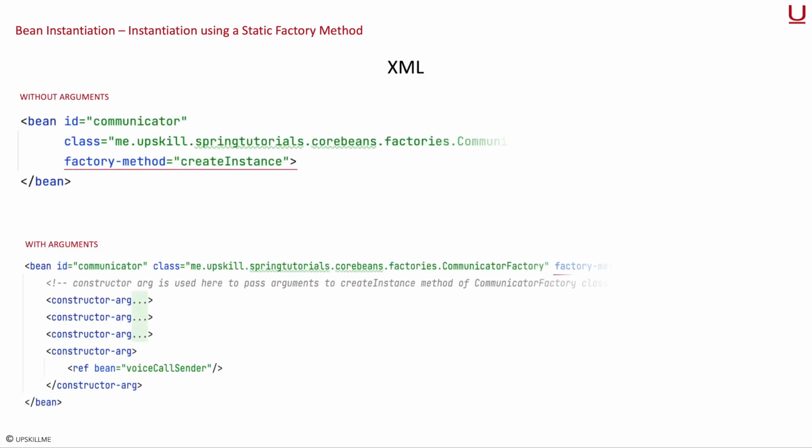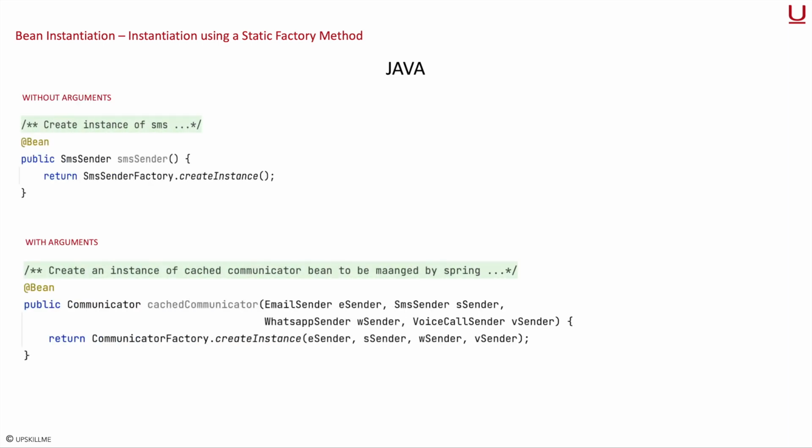Factory classes are those classes which themselves are the source of bean objects. Spring can instantiate an object of the bean by invoking the static factory method of a factory class. The XML configuration has to be slightly modified to make this work. Here the class is not the bean class but the factory class. The factory class should have a method with the factory method argument name, and this method should be static in nature. Doing so in the Java configuration is very trivial. We directly call the static method of the factory class in our bean annotated method, as shown here in this example.